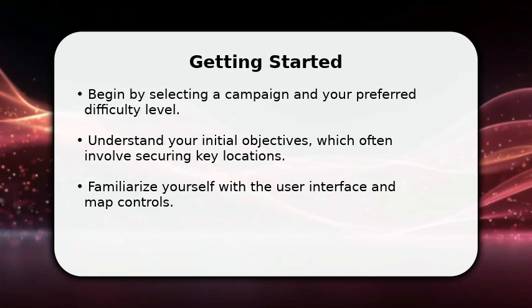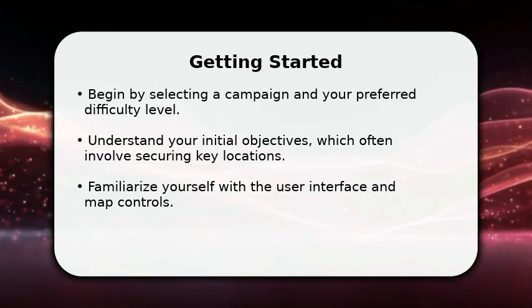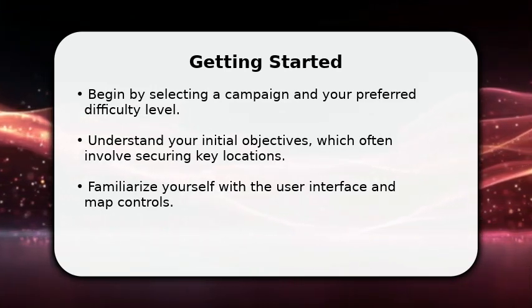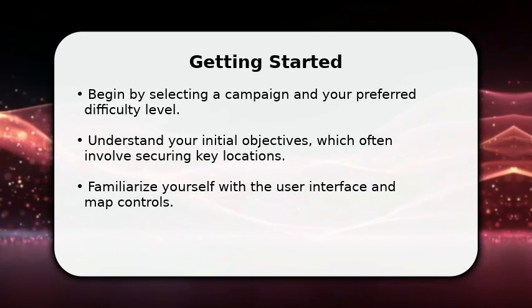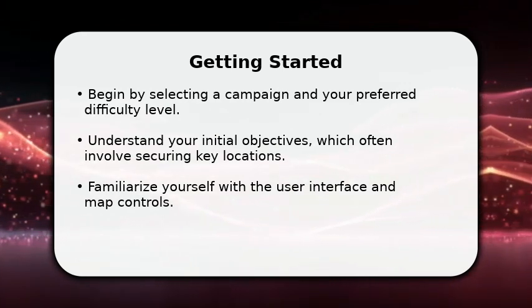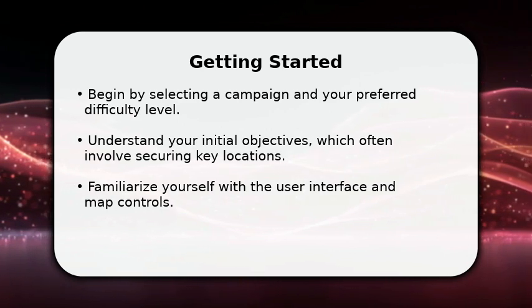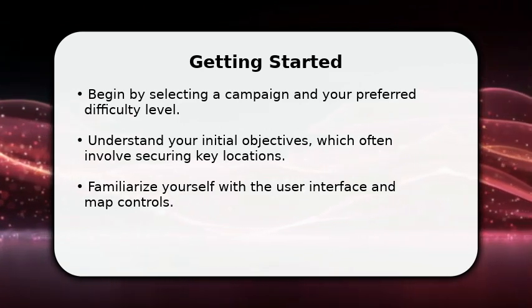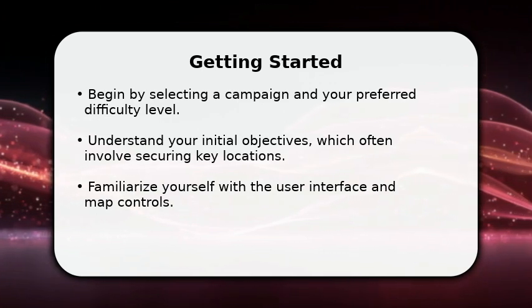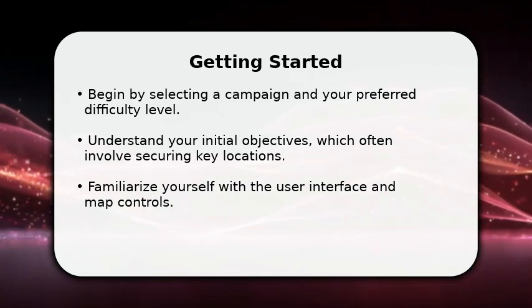In this video, I will explain how to play Ultimate General American Revolution. First, choose your side, either the American Continental Army or the British forces, and select a campaign. You will then be presented with your initial objectives, typically involving capturing or defending strategic points on the map.